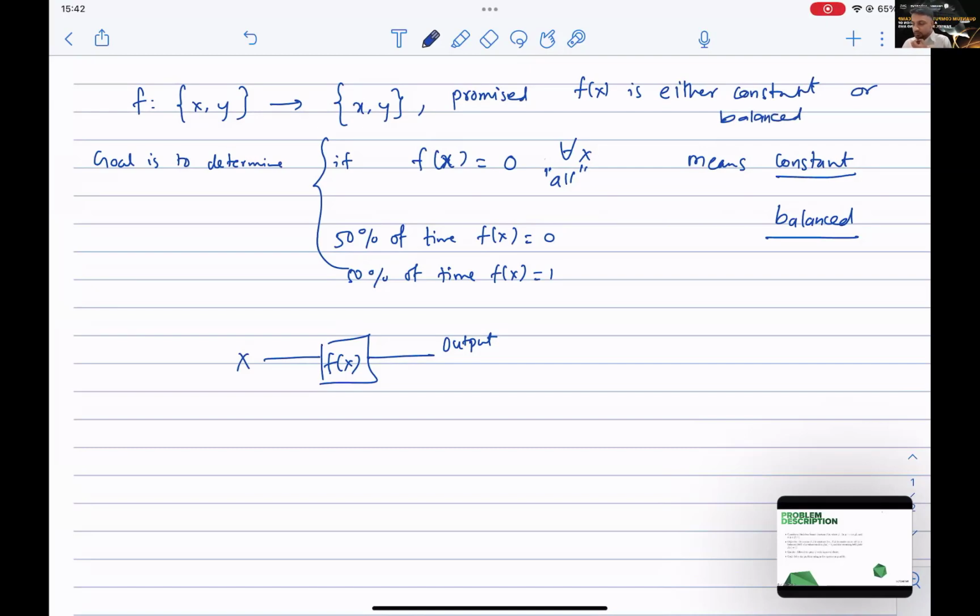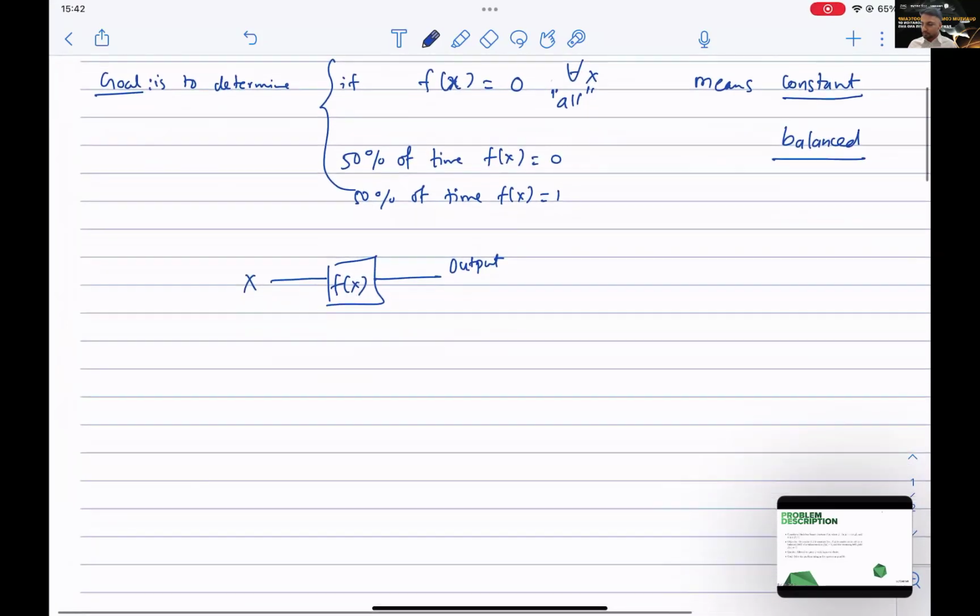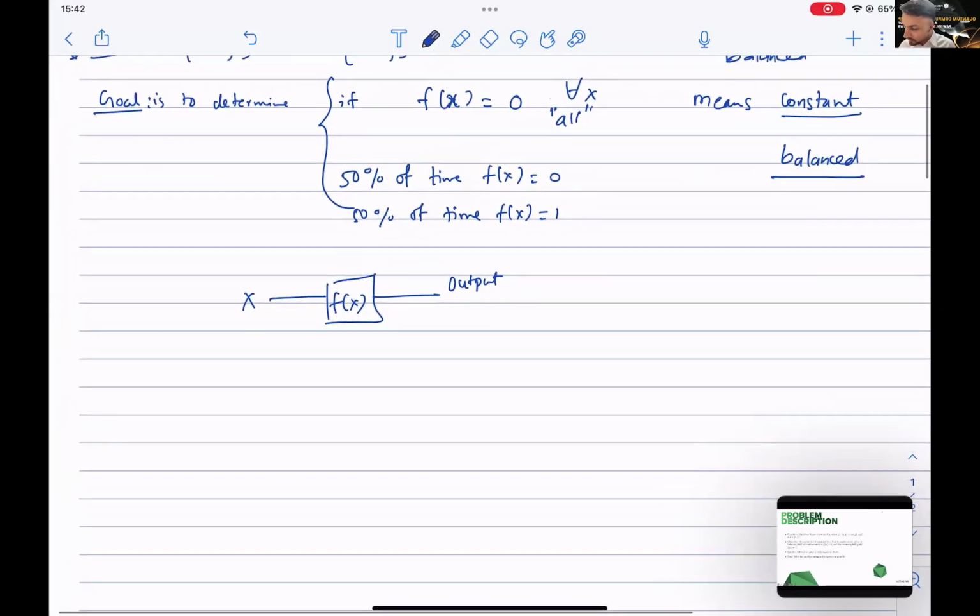Okay, so for 50% of the values that you pass, f(x) will output 0, and for 50% of the values, you'll output 1. Okay, so this is your promise. Sorry, this is the description. This is your goal.